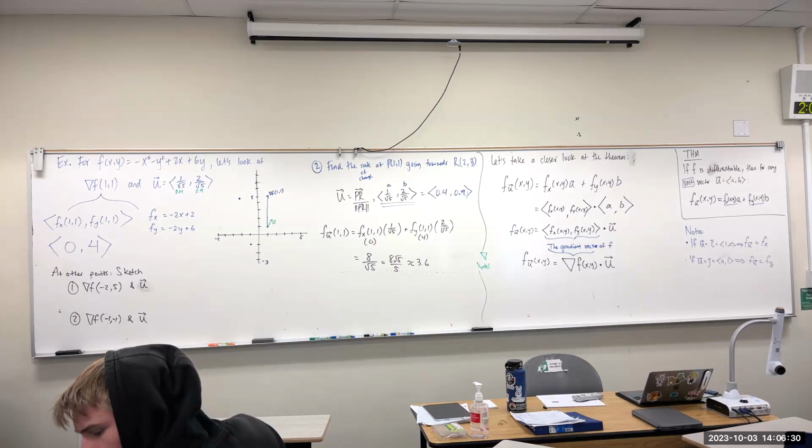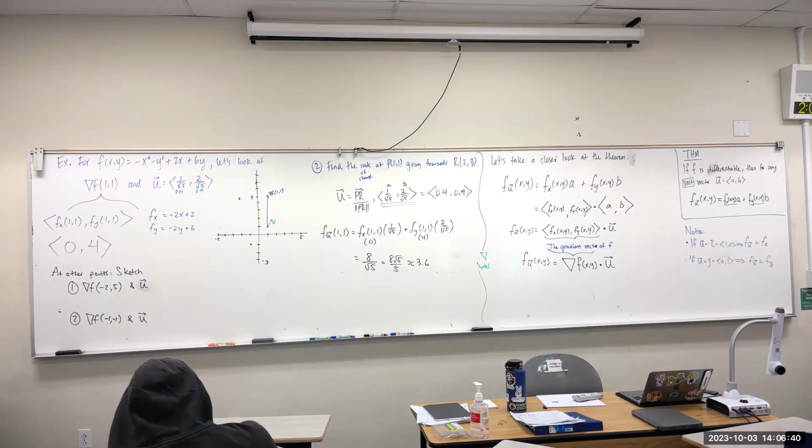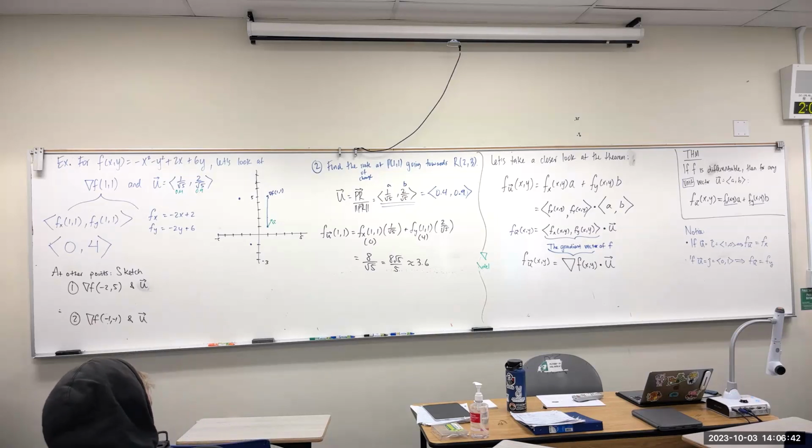Okay, so for number one, instead of plugging in that one, you're plugging -2.5 into this portion. So what would you get?